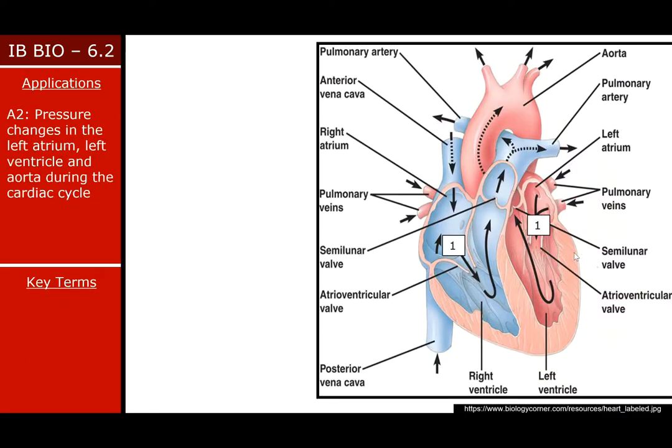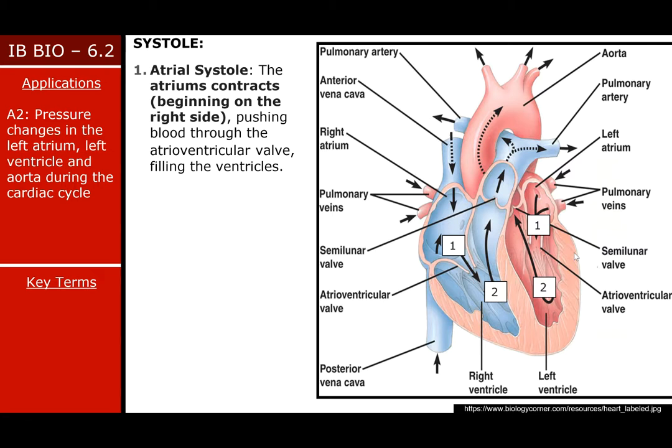Okay. So, application 2, pressure changes in the left atrium and left ventricle and aorta during the cardiac cycle. We're going to do the entire cardiac cycle, and the understandings and applications and skills are going to fall right in with that, so make sure you're paying attention to both. During systole, the first part is called atrial systole. This is when the atrium contracts, beginning on the right side, pushing the blood through the atrioventricular valve, filling the ventricles.